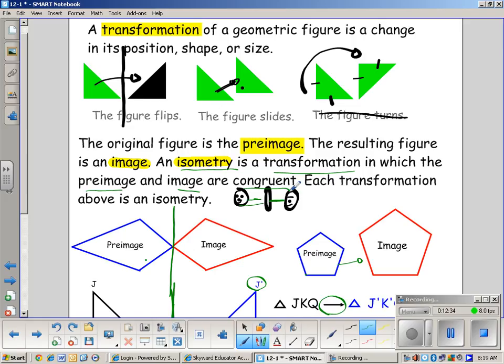Ignore my broken finger that shoots off to the side. You take my hands and put them on top of each other. My right hand maps onto my left hand, right? They're exactly the same. And that's what's happening here in an isometry. It maps one right onto the other. Okay? Last chance. Any questions on that?